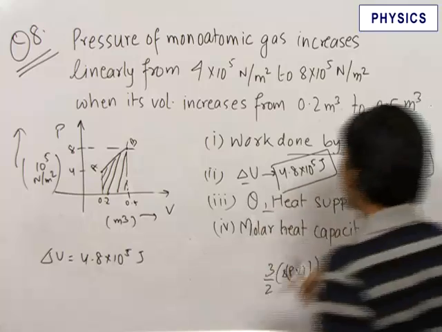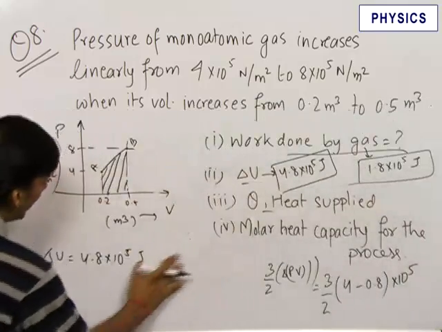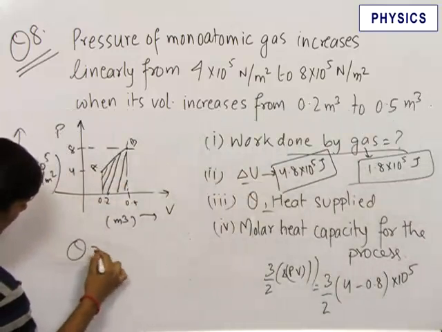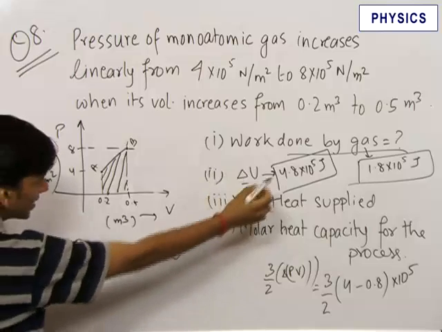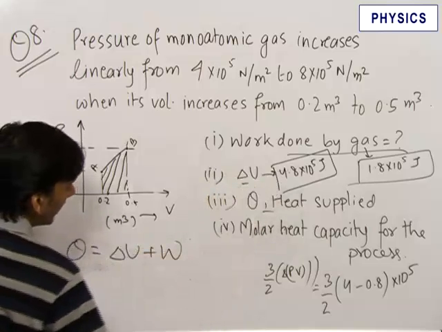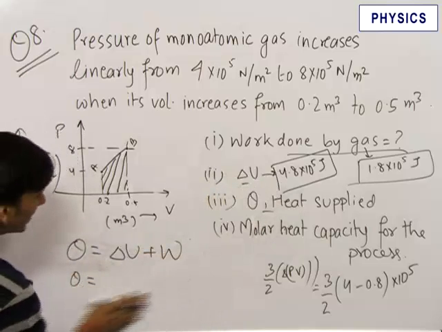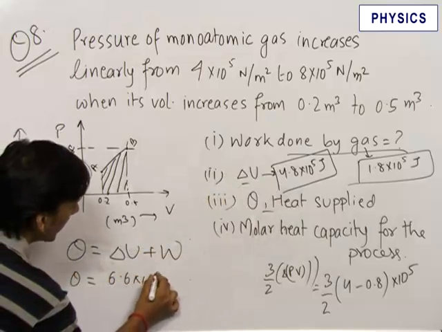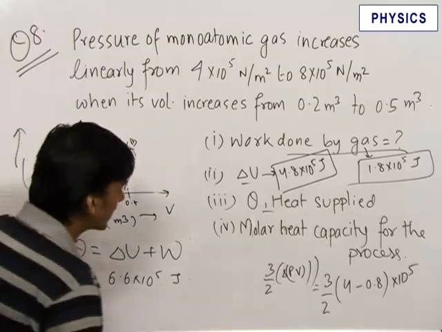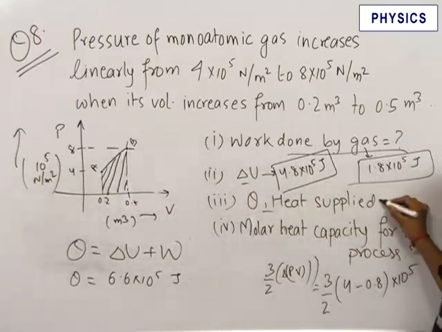Now for the third part, we need to find out the heat supplied, which is pretty simple. Q is equal to delta U plus W. This is the work done by the gas. Work done by the gas is 1.8, delta U is 4.8. Therefore the answer for the heat supplied to the gas comes out to be equal to 6.6 into 10 raised to 5 joules. So we get the answer for the third part as 6.6 into 10 raised to 5 joules.